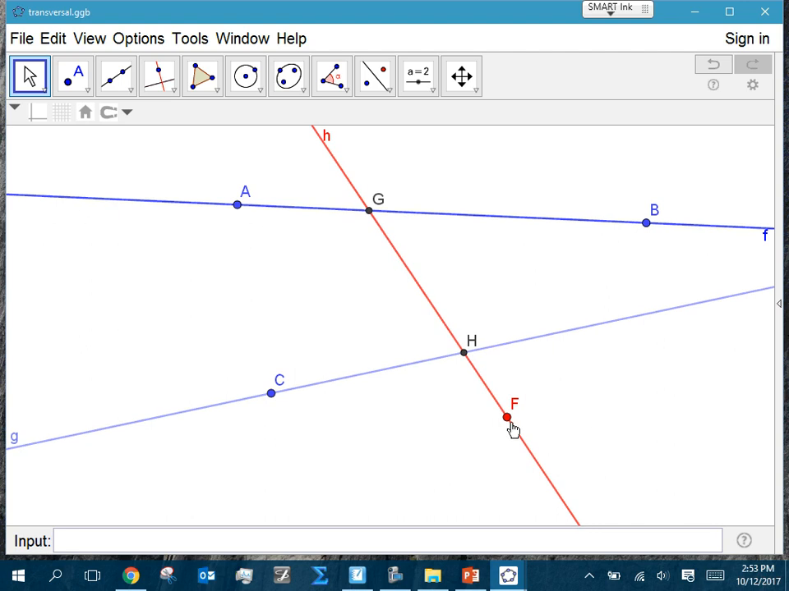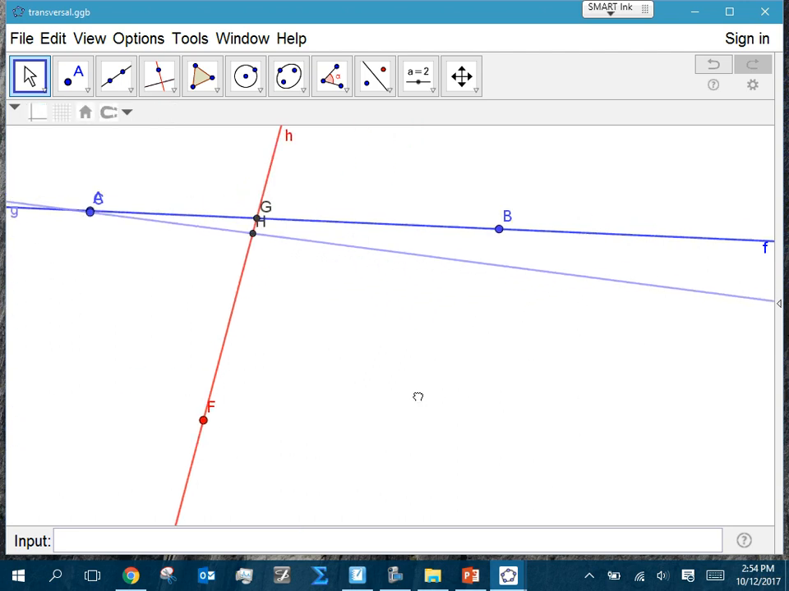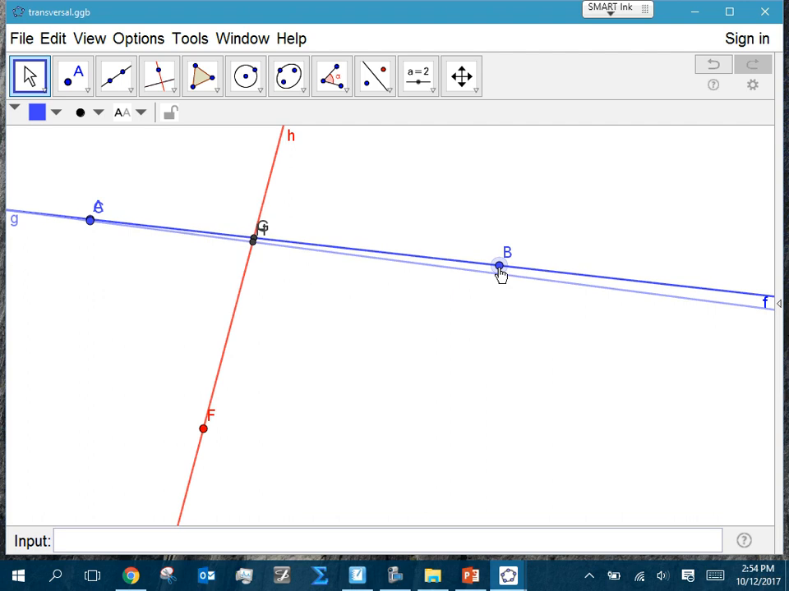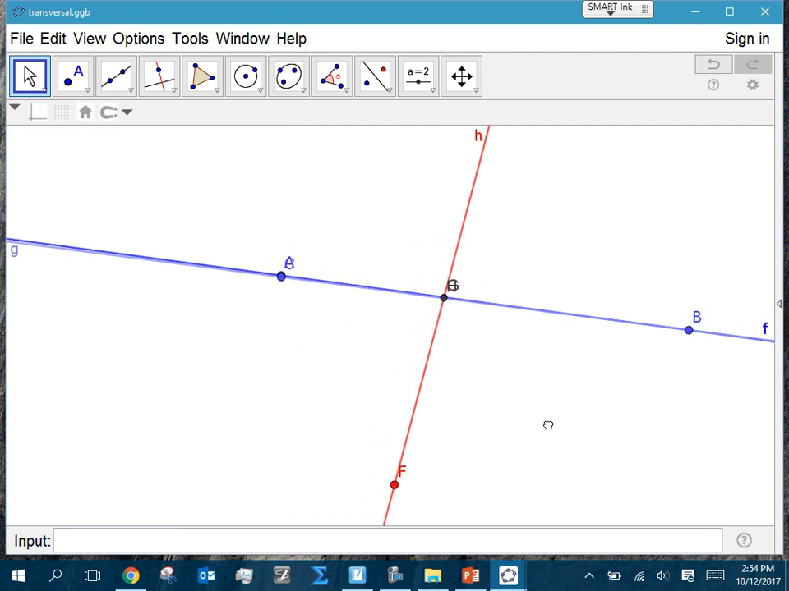But the idea is that this transversal needs to intersect the blue lines at different points. And we see those two different points, G and H here. If we make G and H the same point, we don't get the relationships that we want, because now we just have two lines intersecting, right? That defaults back to information that we already know. That basically creates vertical angles and supplementary angles, relationships that we've already talked about in previous lessons.